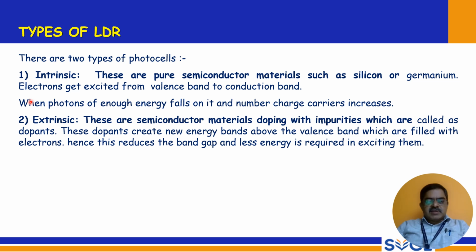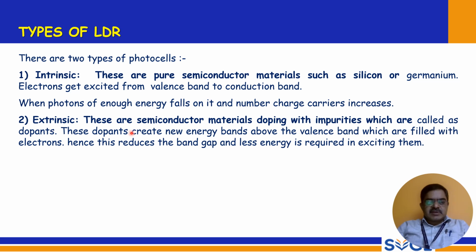Types of LDRs: there are two types, one is intrinsic and another one is extrinsic. Intrinsic LDRs are made of pure semiconductor materials such as silicon or germanium. Electrons get excited from the valence band to the conduction band, so within the material this is taking place. When photons of enough energy fall on it, the number of charge carriers increases. Photon is nothing but light.